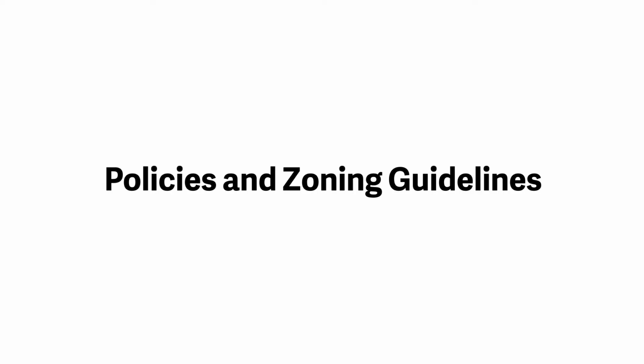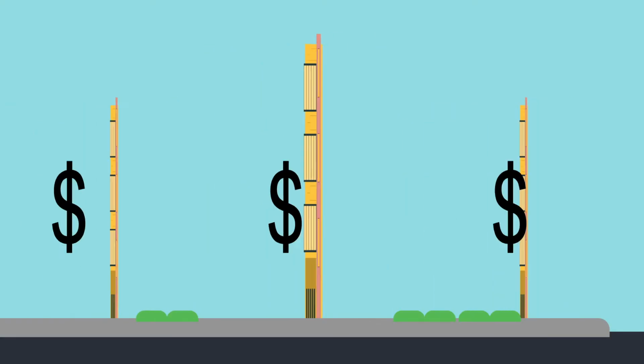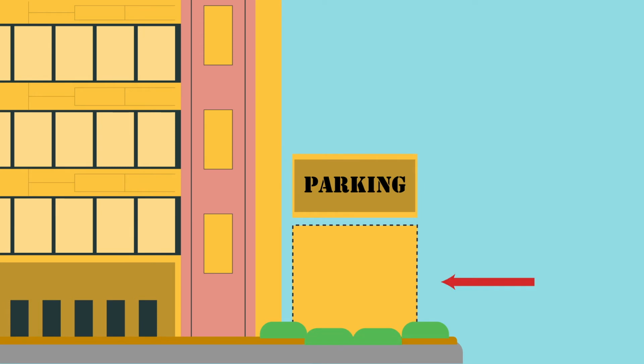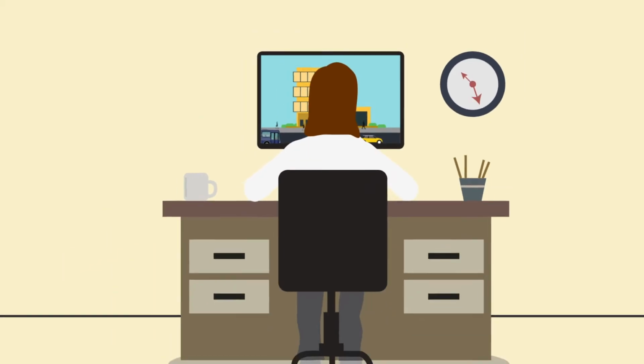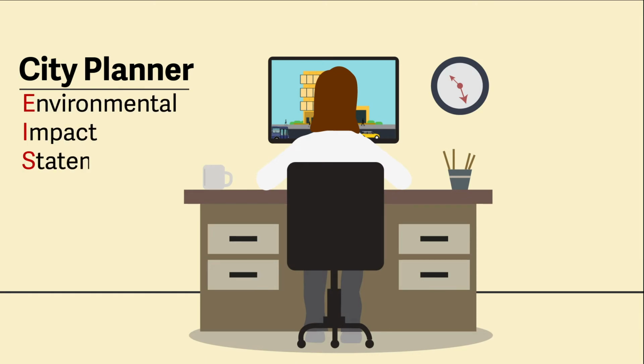The developer must consider policies and zoning guidelines, including the number of condos that can be built on the property, their size, sale price, the amount of space left for parking, whether the entrance to the parking deck should be on the main road or the side road, and many other details. Once a plan is submitted, a city planner is tasked with reviewing the plans and submitting an environmental impact statement, or EIS, that describes the positive and negative effects of the proposed development on the quality of the human environment.